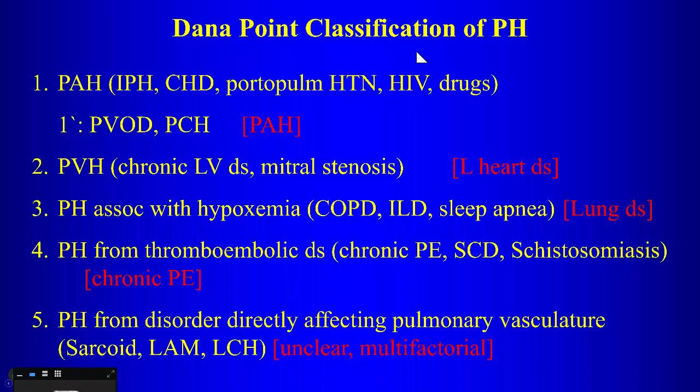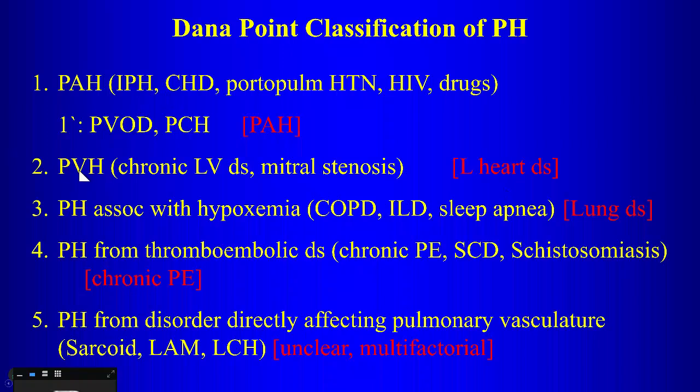So in medicine, they use the data point classification of pulmonary hypertension, and I think this is something that you will need to know for the core exam. So group 1 is if we have idiopathic pulmonary hypertension, if it's from congenital heart disease, portal pulmonary hypertension, HIV, drugs. So this is an abnormality of the pulmonary arteries themselves. 1' is pulmonary veno-occlusive disease. Group 2 is if there is left heart disease that is resulting in elevated pulmonary venous pressure, which then secondarily elevates the pulmonary arterial pressure.